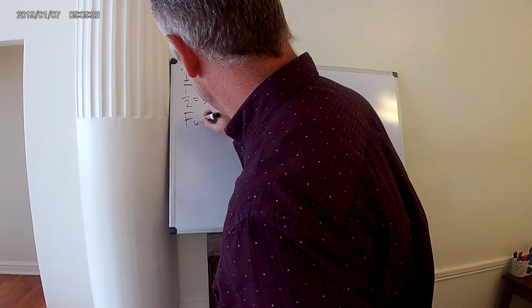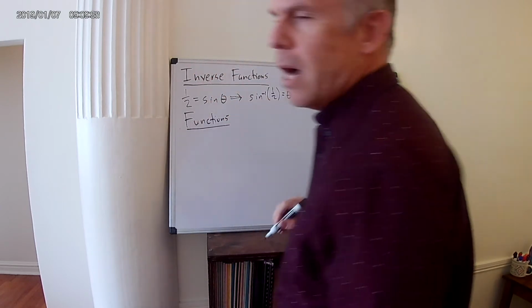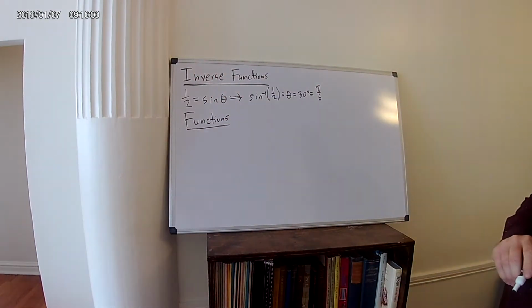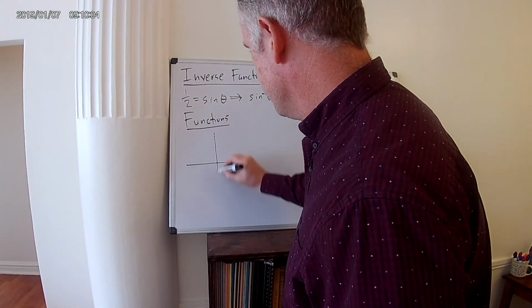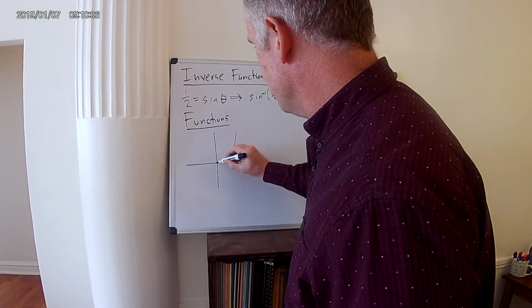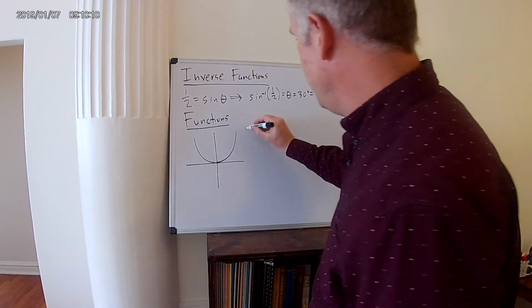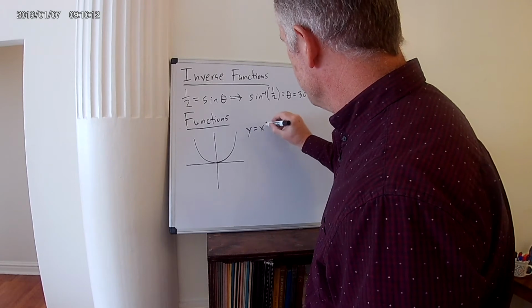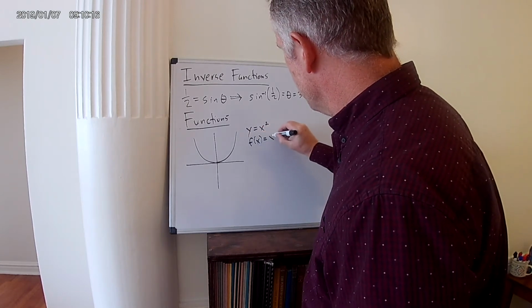I believe we have alluded to this in this class, but I don't think we talked in detail about it. What is a function? Well, let me give you an example of a function. This is a function. As I'm sure you know, this is a parabola. The equation of a parabola is y equals x squared, or we could write this as f of x equals x squared.